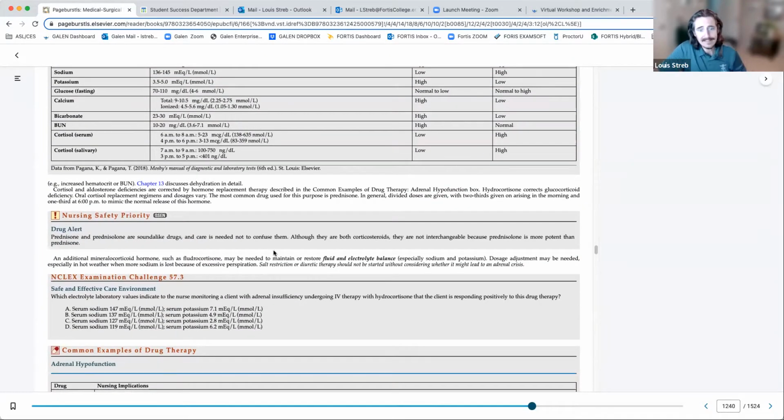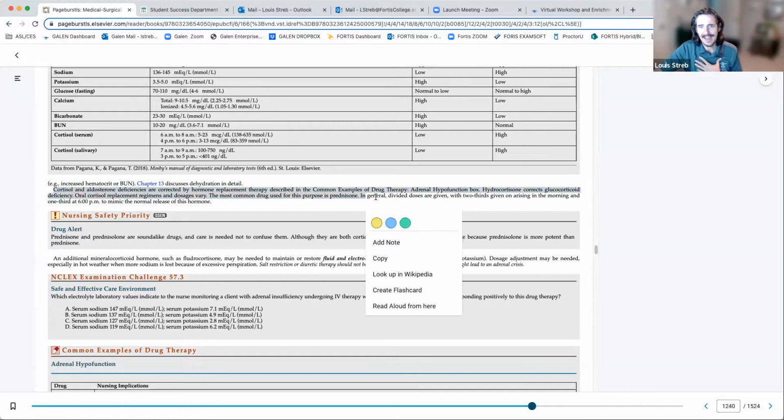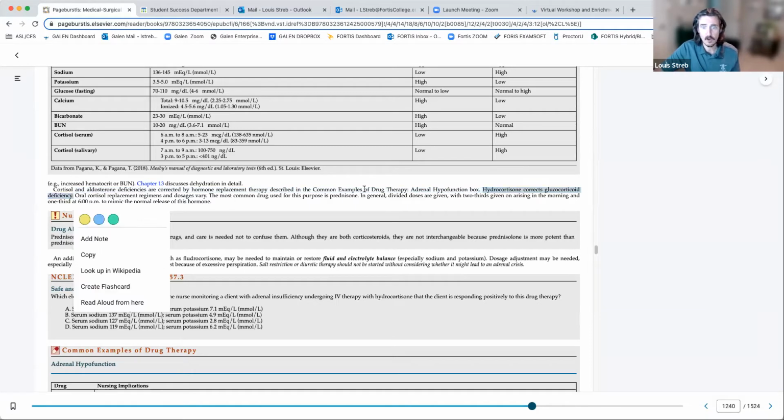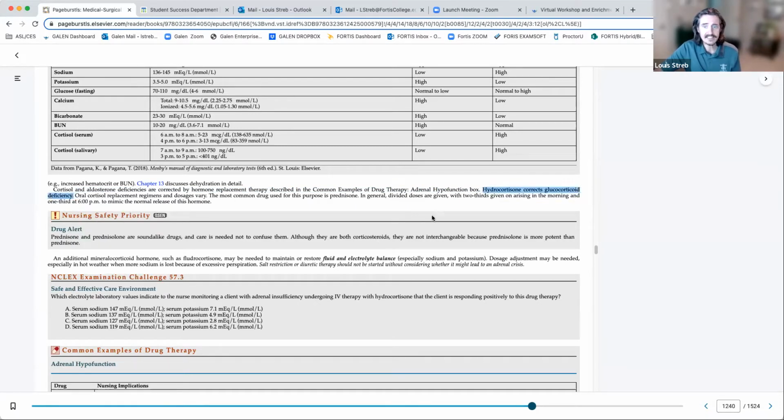So you can just keep going on and look, and it talks about so much: cortisol, aldosterone deficiencies, what they look like. I don't get into them because we don't really have to think too much, but like hydrocortisone corrects, I can't say that, glucocorticoid deficiency. So it shouldn't be surprising if we give hydrocortisone.